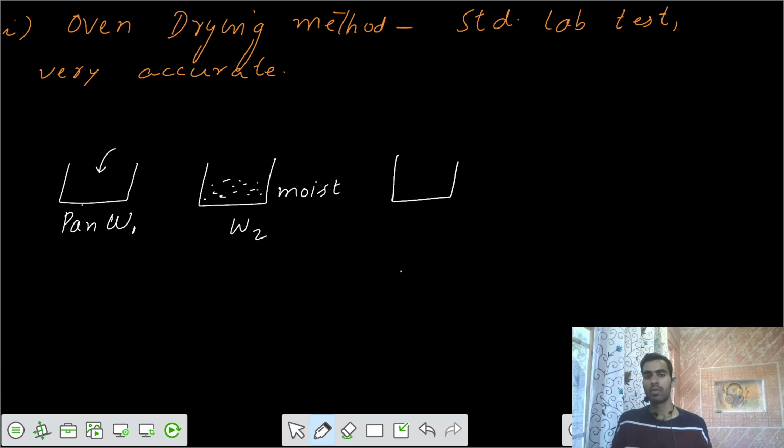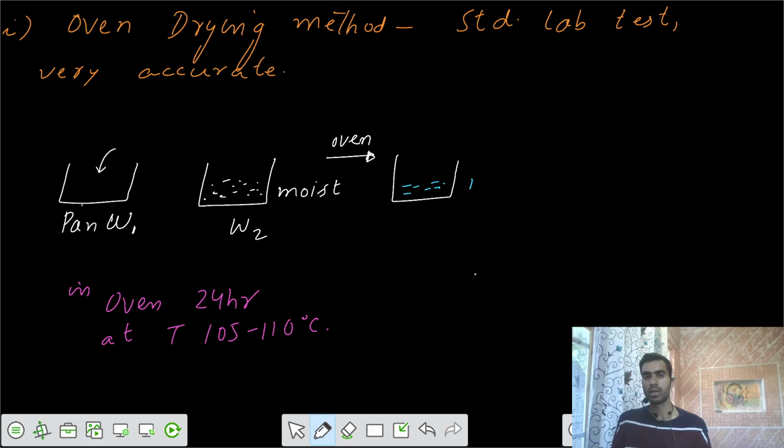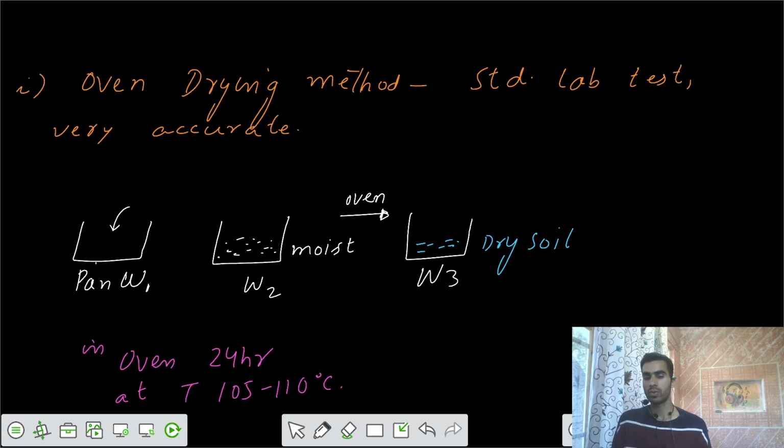After that, we are going to keep it in the oven for 24 hours at a temperature of 105 to 110 degrees Celsius, such that your water gets lost and you are only left with dry soil. Now you are left with only dry soil, and the total weight of that assembly is W3. So we have these three stages.